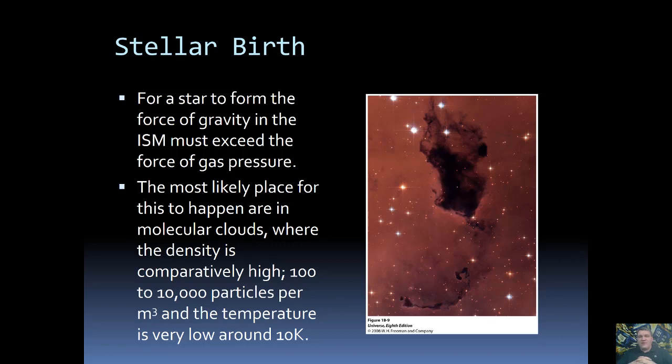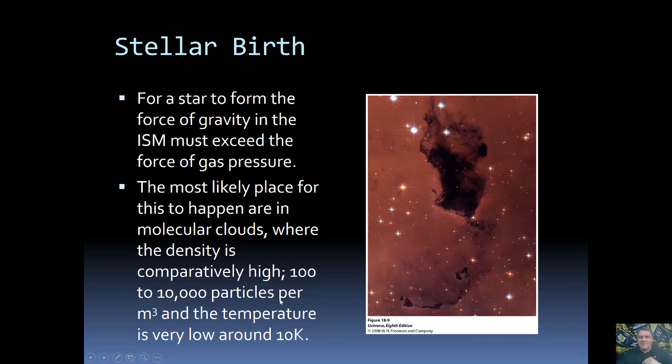So if you remember, dark nebulae are relatively high density. Okay, so their densities are around 100 to 10,000 particles per meter cubed. That's high density for the interstellar medium. That's actually very low when we compare it to, say, the Earth's atmosphere. Okay, but for the interstellar medium, it's very high. And they have very low temperatures, around 10 Kelvin.